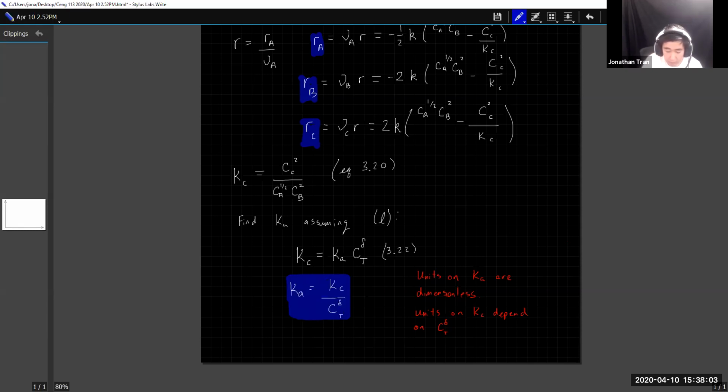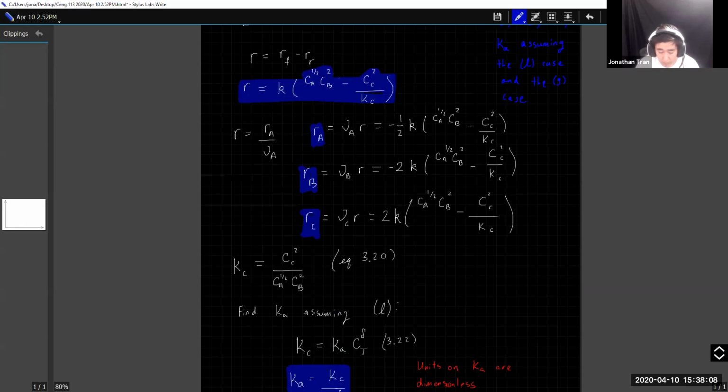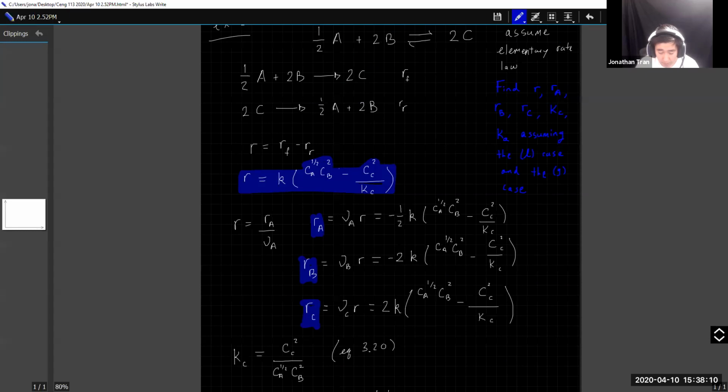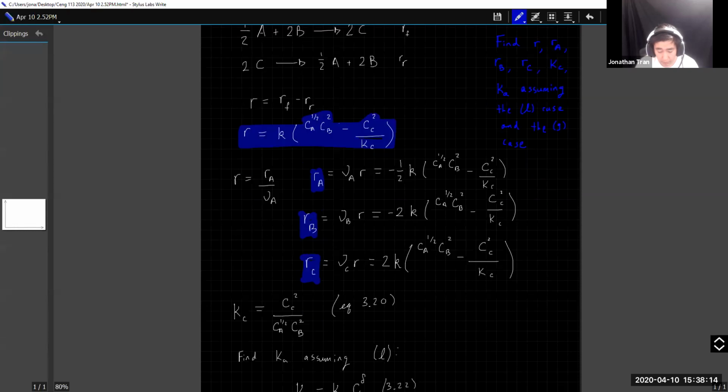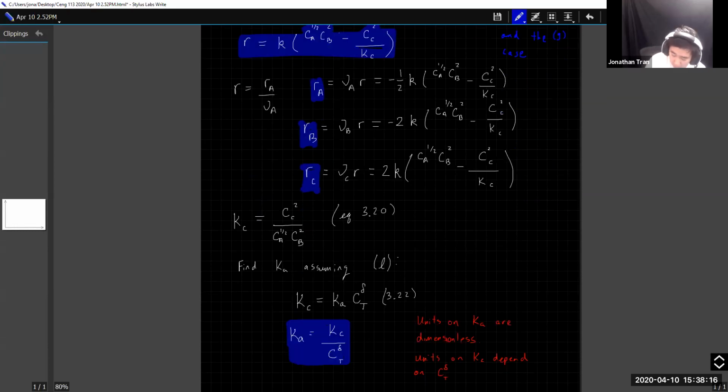And in this case, we can actually derive delta real quickly. So in this example, delta is going to be 2 minus 2 minus 1/2. So in this case, delta is equal to negative 1/2.